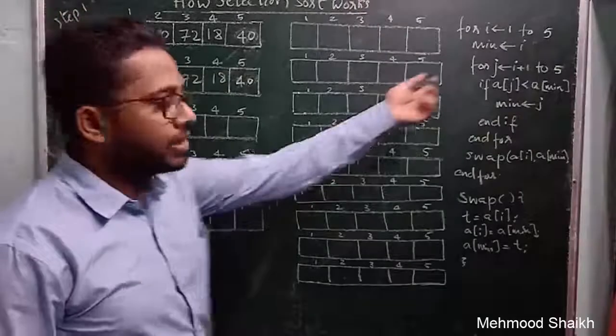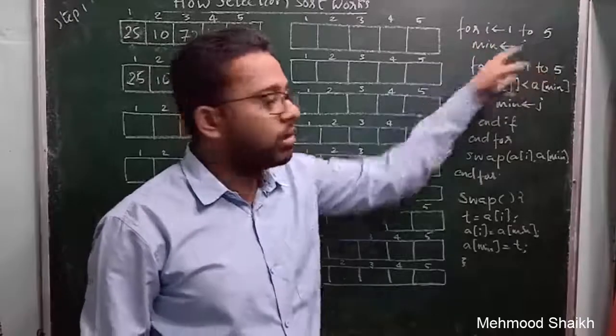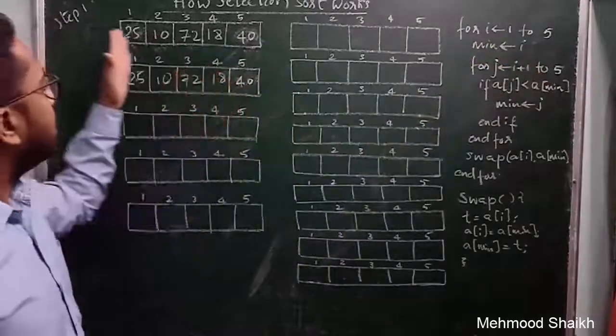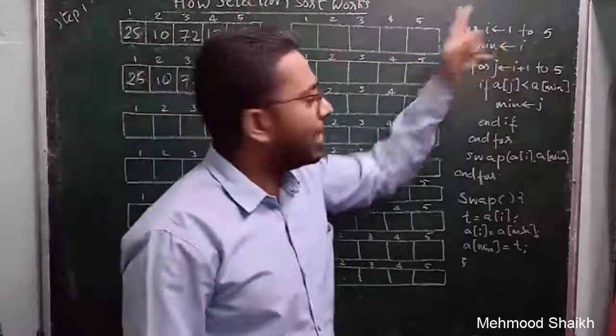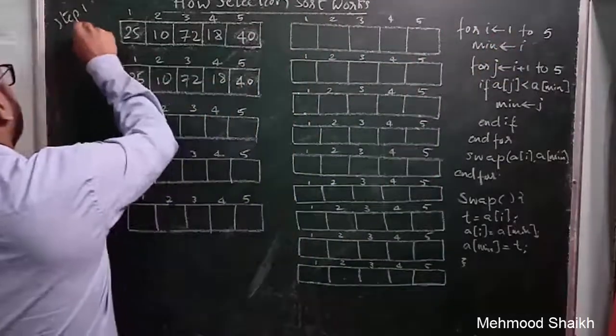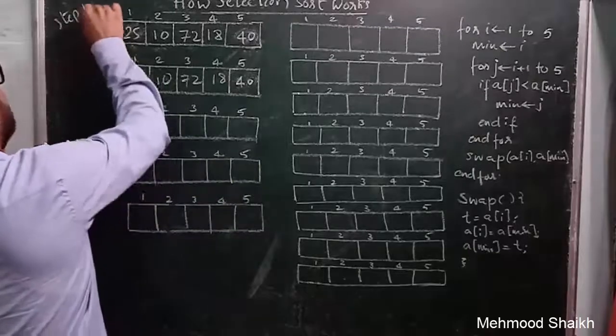In this algorithm you can clearly see the first for loop starts from i equals 1 to 5 because I have 5 elements. That's why the for loop runs from 1 to 5. Now the i value is 1, and that is the first step. Let me write it here, i equals 1.